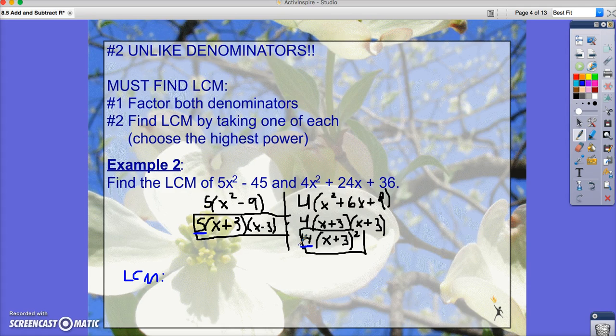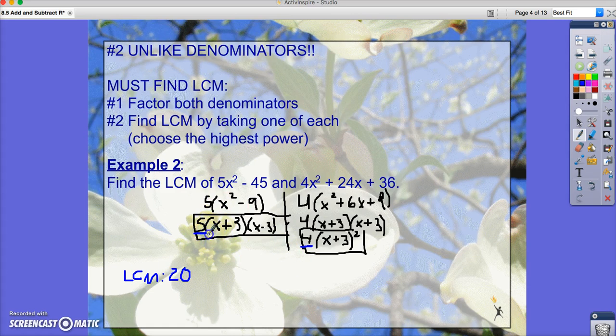5, 10, 15, 20. 4, 8, 12, 16, 20. They both have 20 in common. Least common multiple. All right. Could I have said 40? Yeah, I could have used 40, but we don't want a common multiple, CM. We want an LCM, or least common multiple. So 20 is the first number counting up that they both have in common. Counting up because they're multiples.